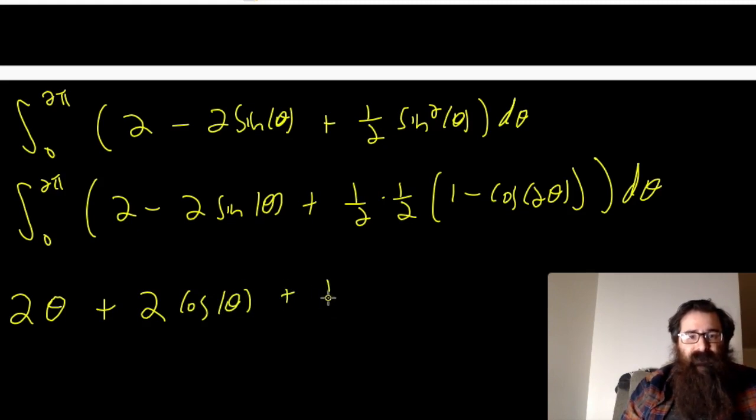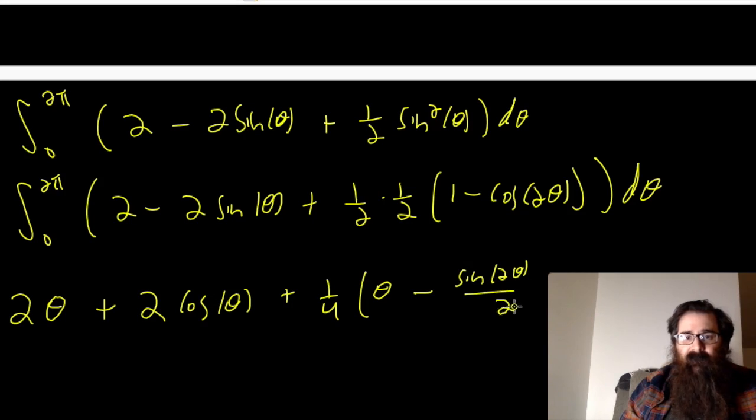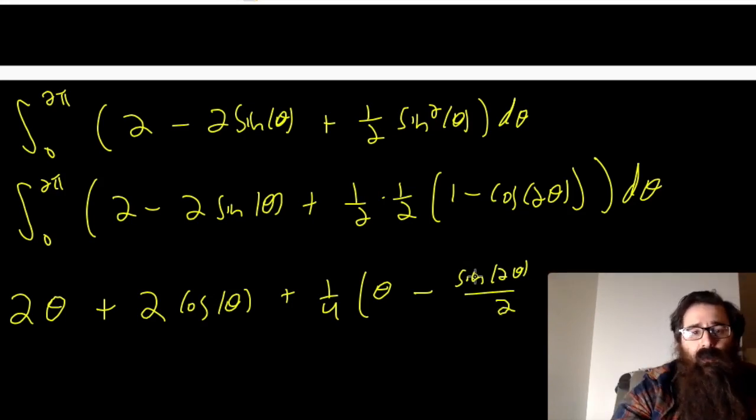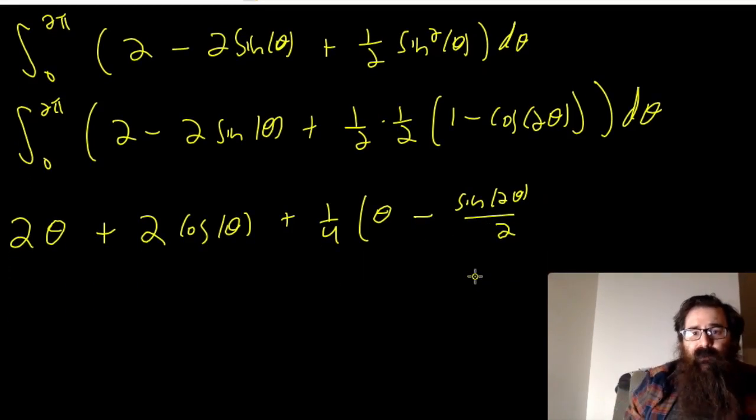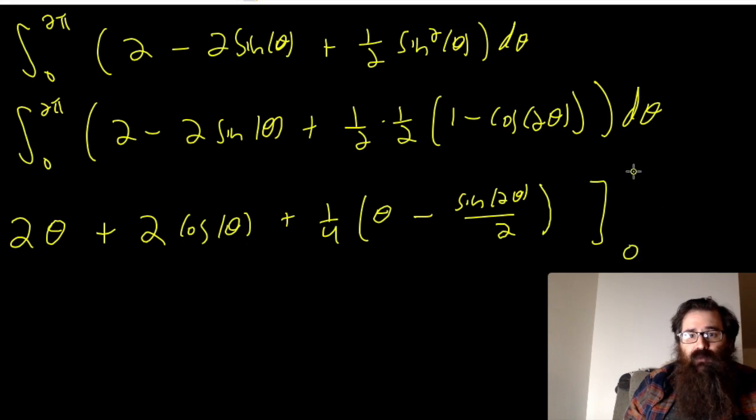And then plus, we said this is 1/4. And then here in the parentheses, if I integrate 1 with respect to theta, it gives me theta. And then minus, if we integrate cosine, it gives me sine. Since it's cosine of 2 theta, it should be sine of 2 theta, and then divided by 2. We either remember that, or we can get it with a very small substitution, letting u be 2 theta. And that's from 0 to 2 pi.